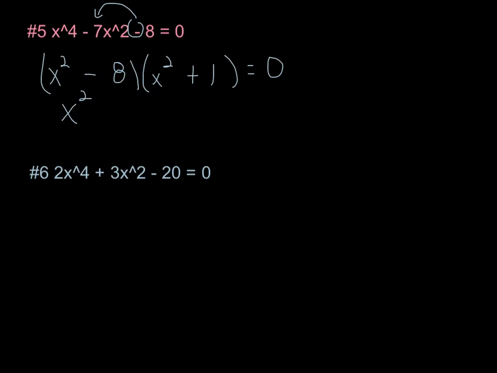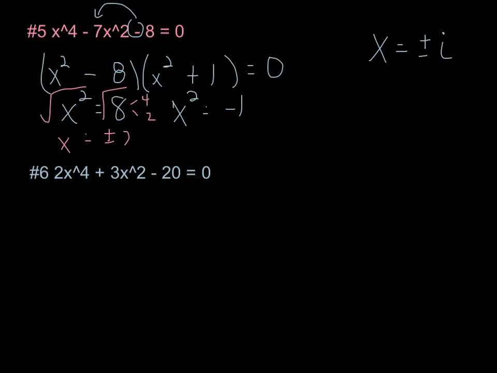So x squared will equal 8 when you set it to 0. And x squared will equal negative 1. So x could be plus or minus i again. But the x squared equals 8, you got to take the square root of both sides. The square root of 8 is plus or minus. Remember, 8 breaks down to 4 times 2. So a 2 gets out of jail and a 2 stays in jail. So x could also be plus or minus 2 radical 2.